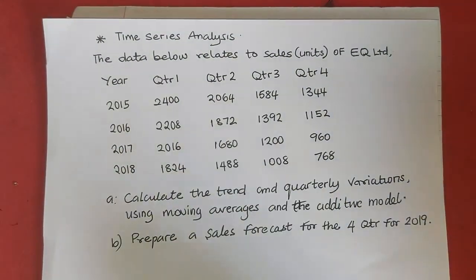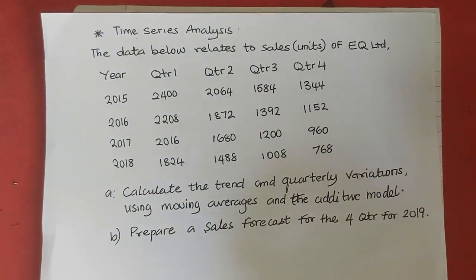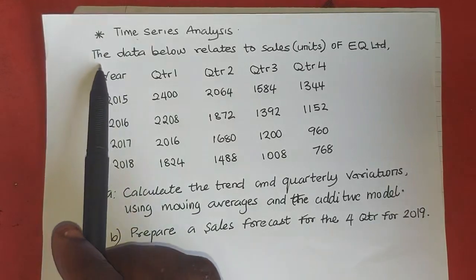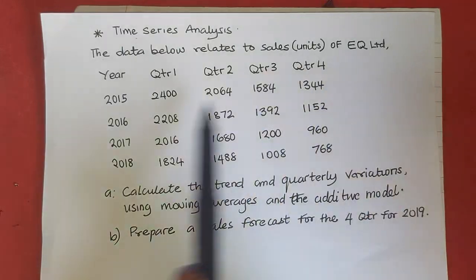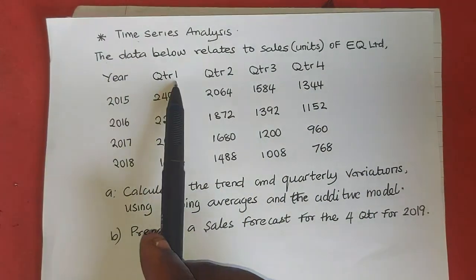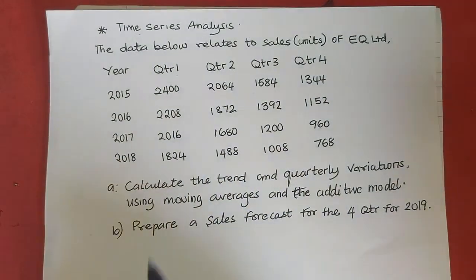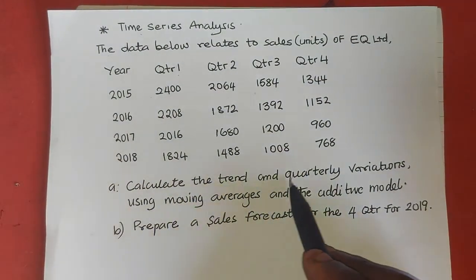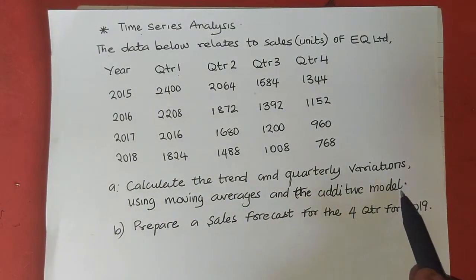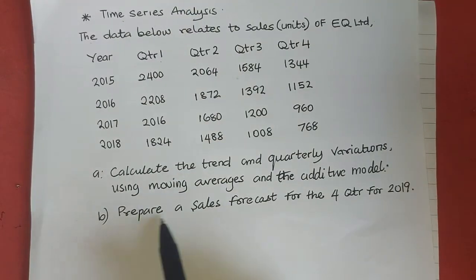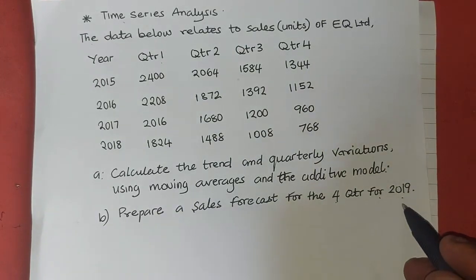In this video, we are considering a question on time series analysis. Alright, look at the question. The data below relates to sales units of EQ Limited. Year, quarter 1 to 4 has been given for 2015 to 2018. You are required to calculate the trend and quarterly variations using moving average and the additive model. Then prepare a sales forecast for the 4 quarters for 2019.